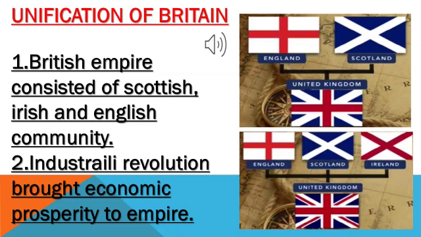So, children, the British Empire consisted of Scottish, Irish, and English communities. And finally, the Industrial Revolution brought economic prosperity to the empire. And you can see the flag here, all the three nations' flags, England, Scotland, and later they brought in the Ireland flag, and finally they joined all three countries together, and they formed the United Kingdom of Great Britain.